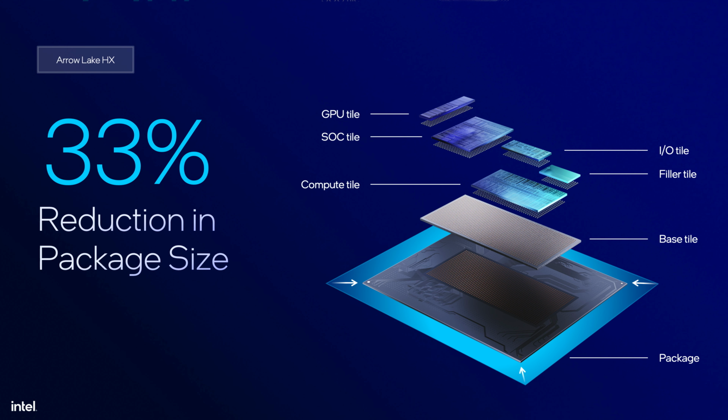In addition to that, using the disaggregation technology, we apply Foveros to that. And Foveros technology is what allows us to take all the tiles and put them together into a base die. That mechanism allows us to shrink the overall package size of Arrow Lake by about a third, so 33% smaller than what we had on a prior generation.